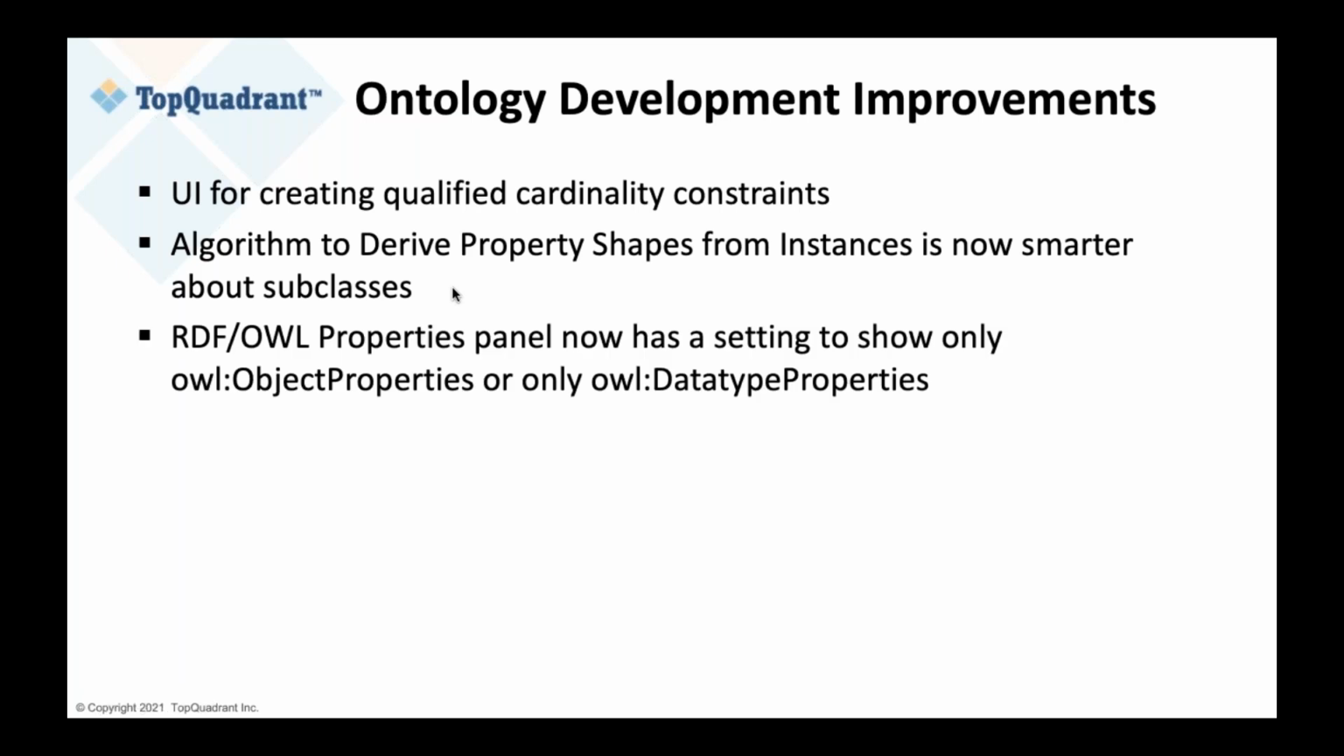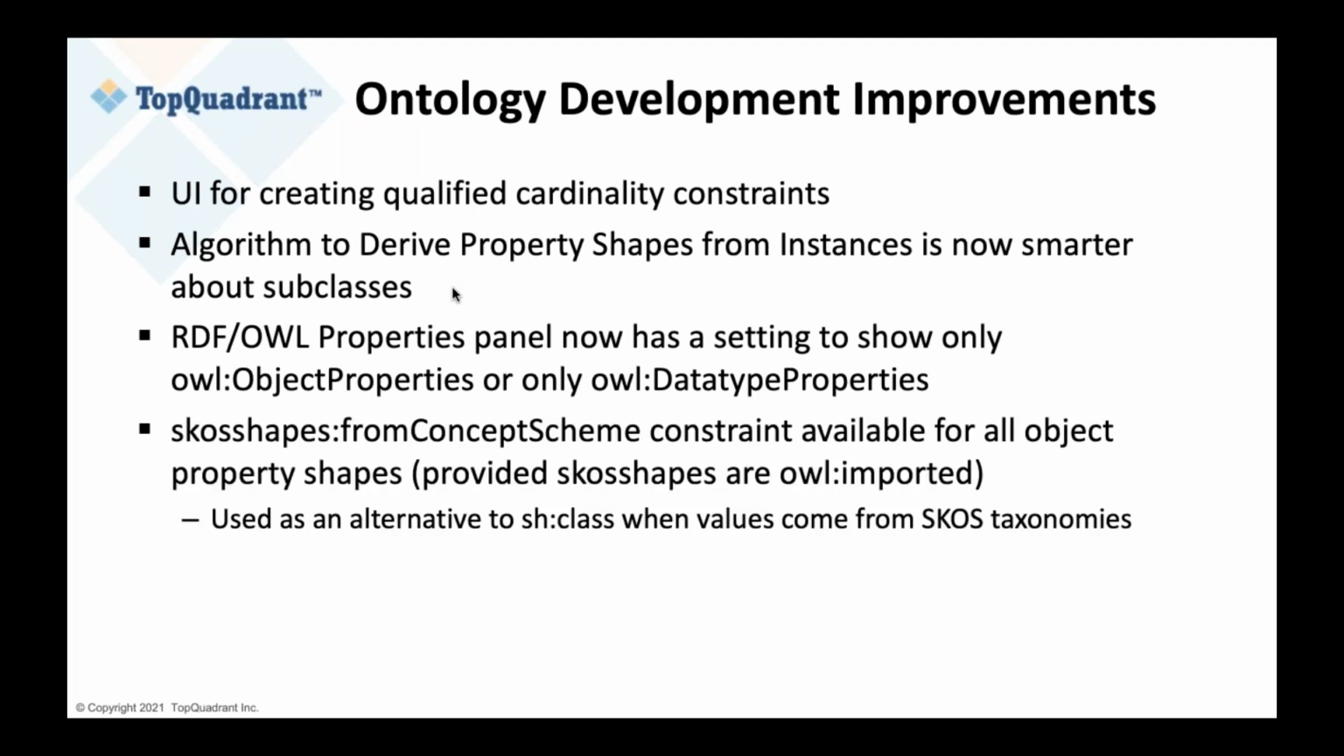A small improvement is to the RDF-AL properties panel, where you can now filter it to see only object properties, or only data type properties. This is for those of our users who still use RDFS or OWL to define properties as opposed to using only SHACL.